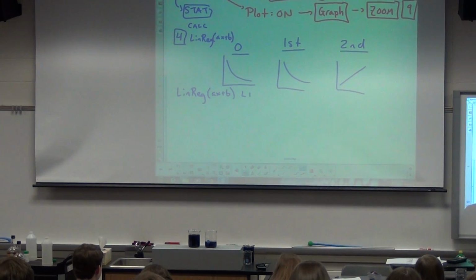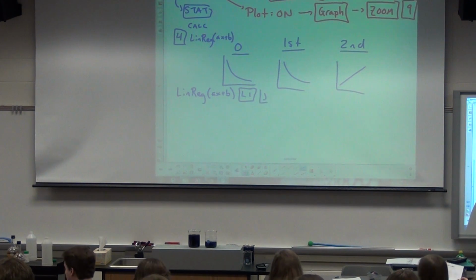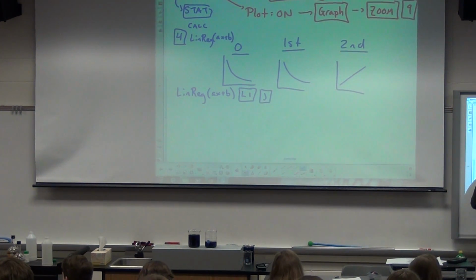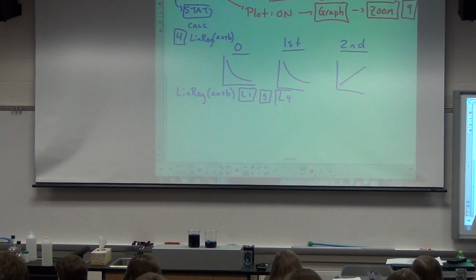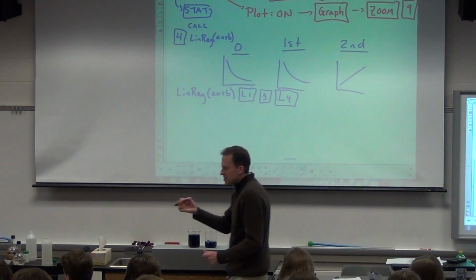But here, you want to type this in. So I want L1. Now, you need to find this. There's a comma button. I believe it's above the 7. You see that? That's not a J. That's not a G either. And then in this case, I want L4. So it should say L1, comma L4. So hit second L1, comma, second L4.